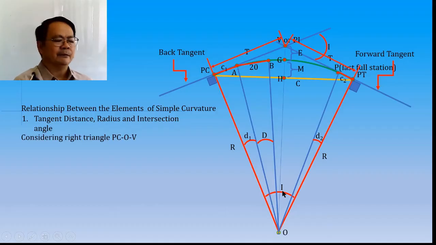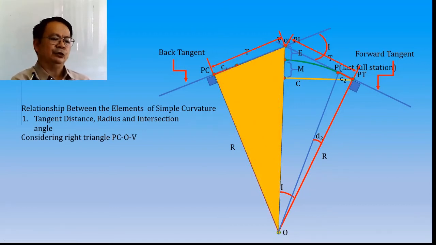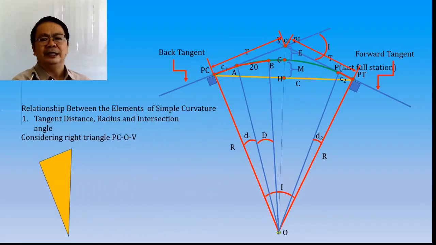Okay, ipakita natin. I'd like you to concentrate your attention on the triangle PC, O and V. Let us show it there with a color and isolate that triangle so that you can easily see it. Okay, here is our PC. Ito yung ating O. Ito yung ating V. Ito yung ating R at ito naman yung ating T.